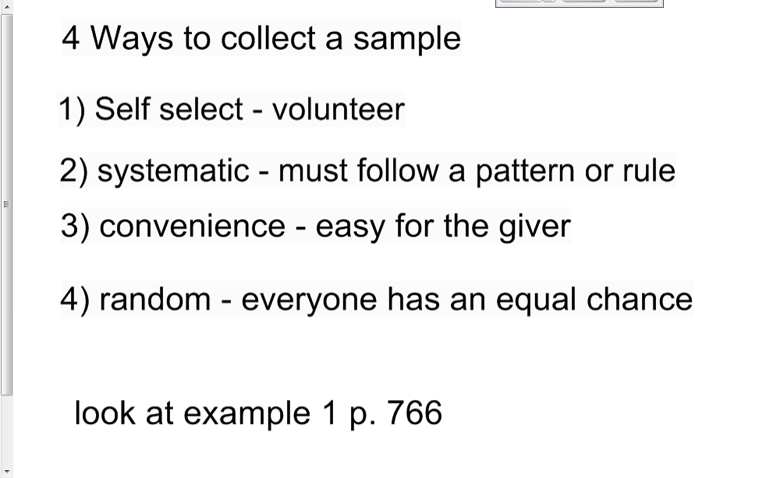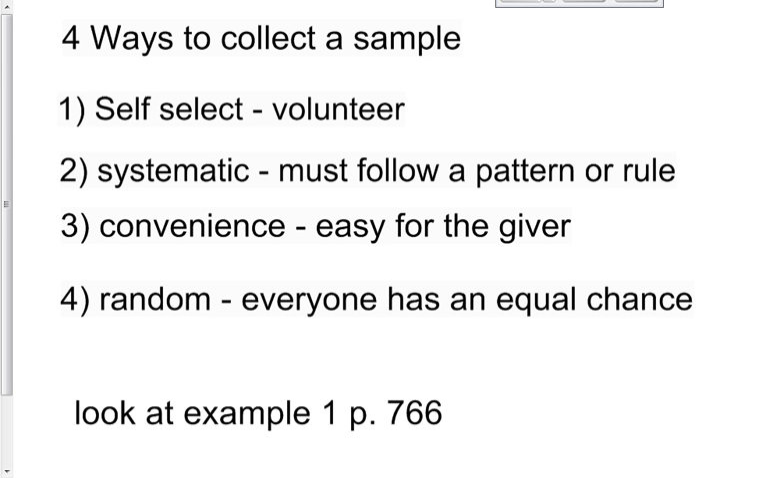How can you collect information about your people? There are 4 different ways we're going to talk about in order to collect your sample. First up would be self-select. Self-select is easy. Raise your hand. Pick me, I want to volunteer.